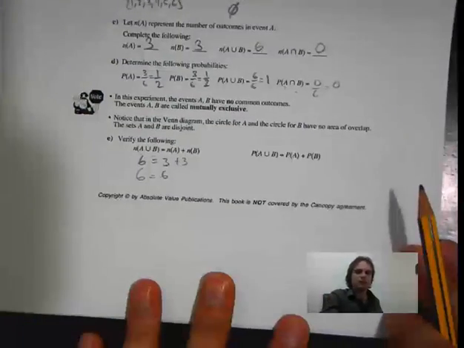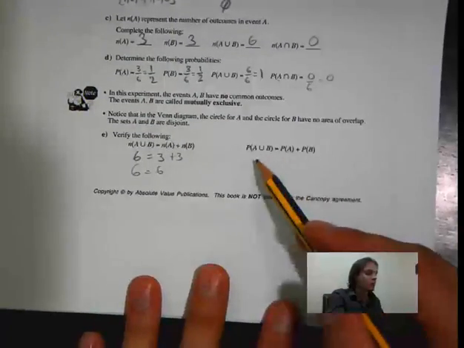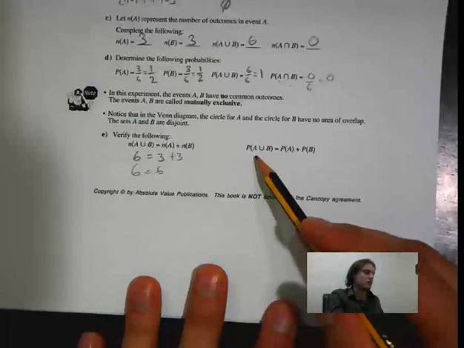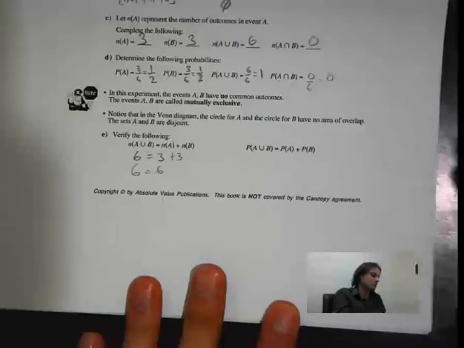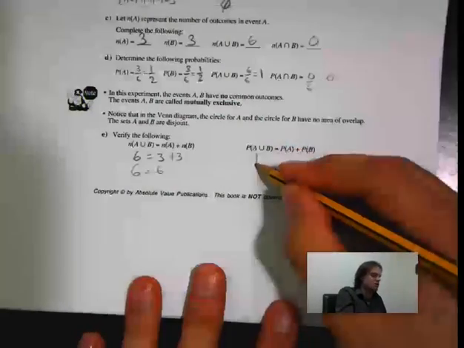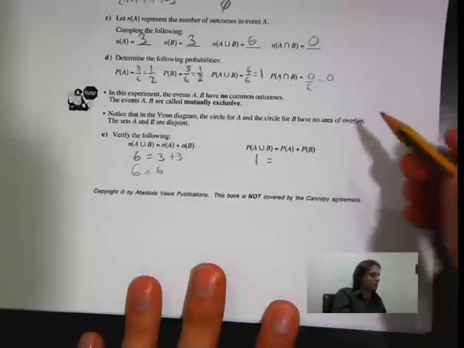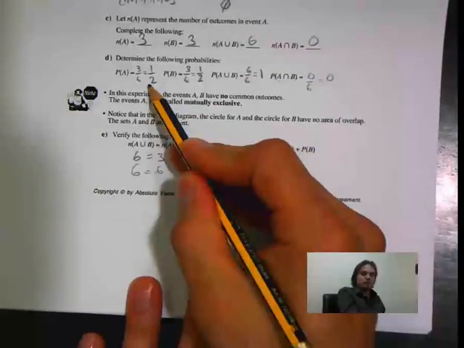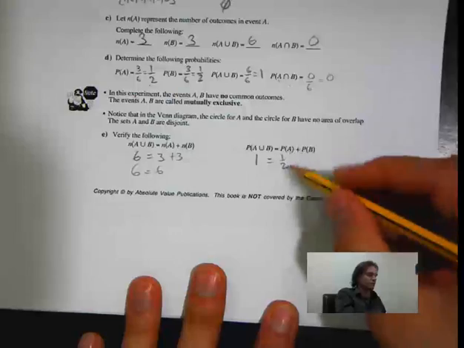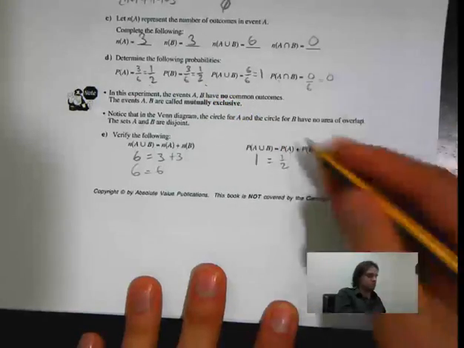So let's take a look at the second part here. It says the probability of being odd or even is the same as the probability of odd plus the probability of being even. Okay, probability is 1, right? What's the probability of being odd? Well, that's 1/2. We found that out up here. What's the probability of being even? Well, that's found out right there.